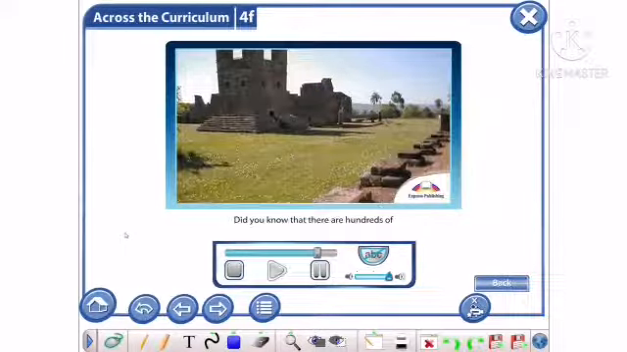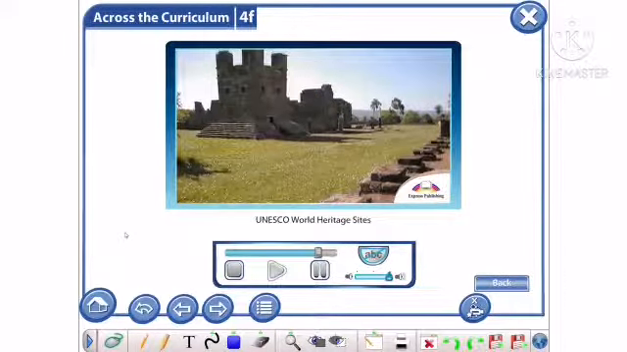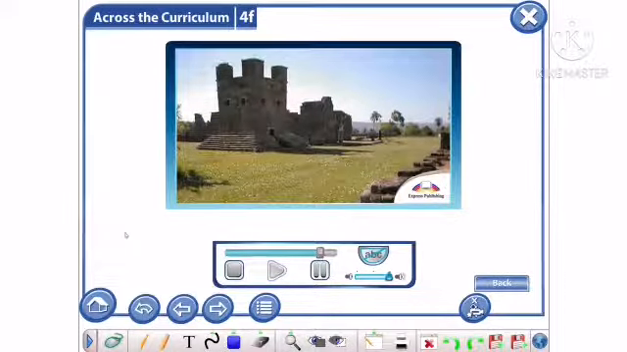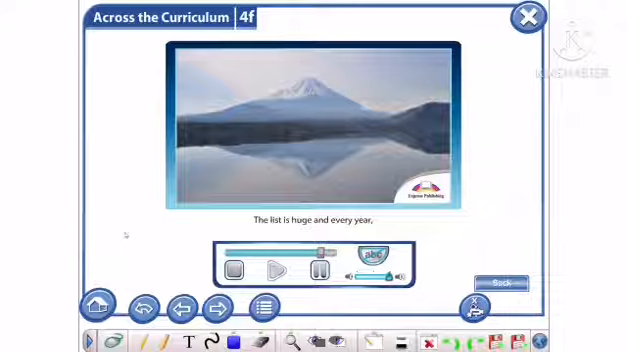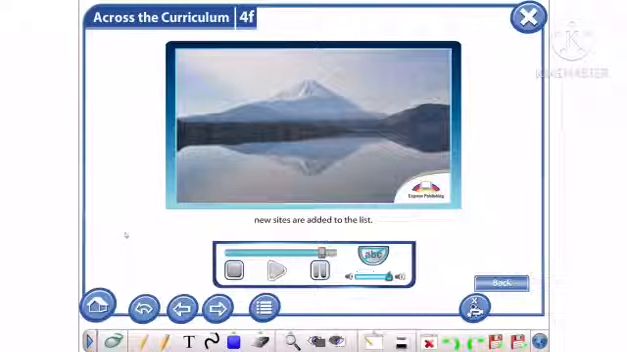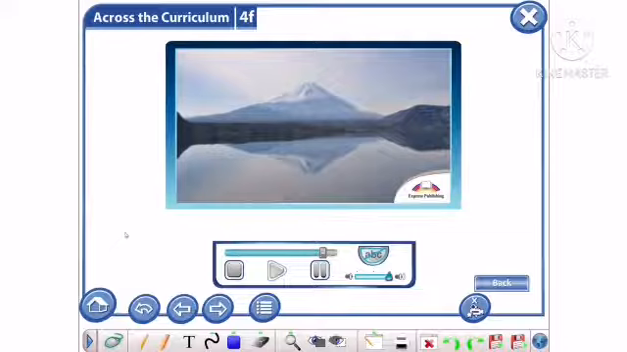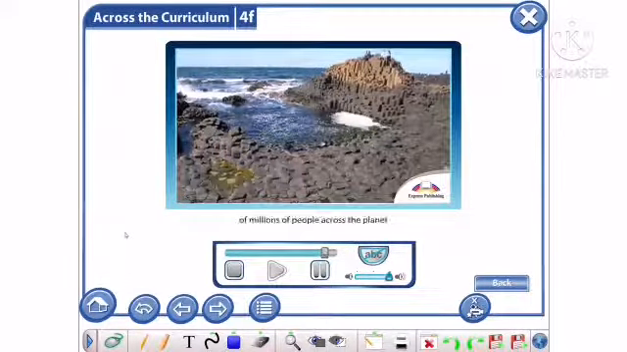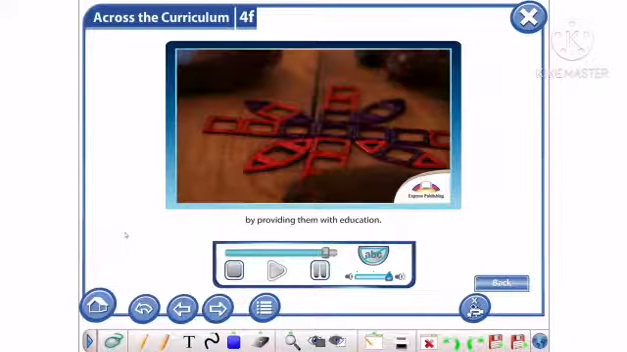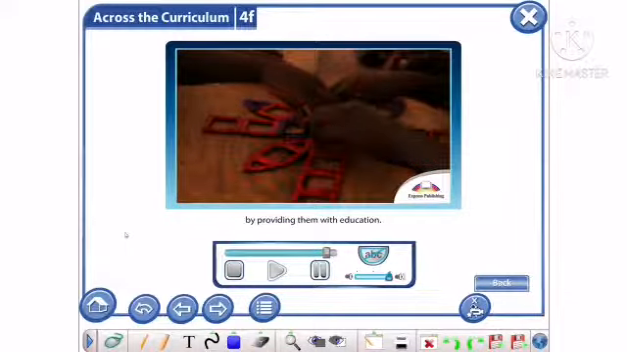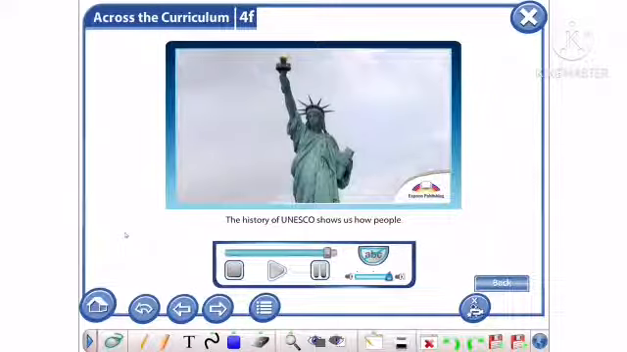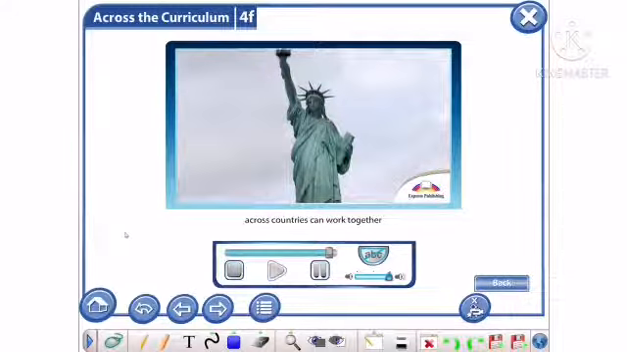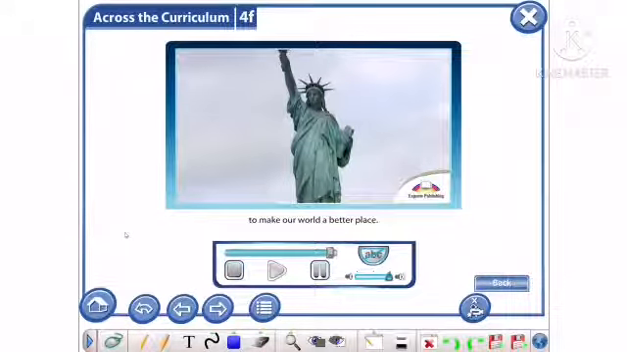Did you know that there are hundreds of UNESCO World Heritage Sites in all the 7 continents of the world? The list is huge, and every year new sites are added to the list. So far, UNESCO has improved the lives of millions of people across the planet by providing them with education. The history of UNESCO shows us how people across countries can work together to make our world a better place.